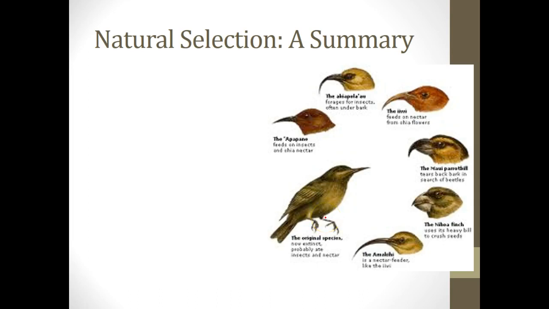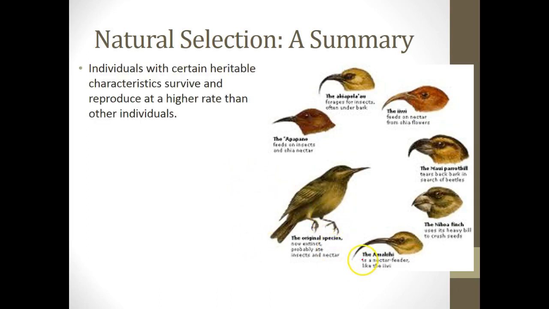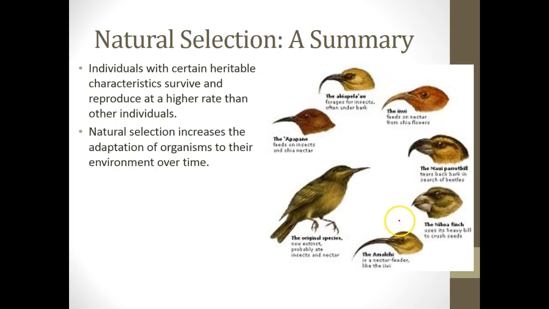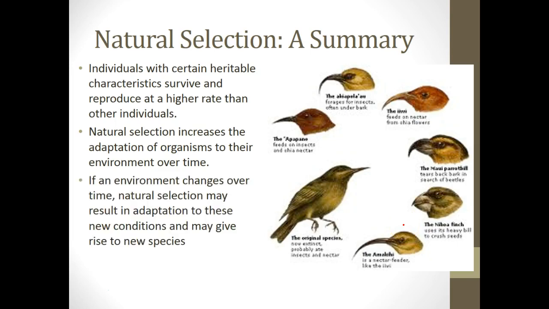So, natural selection summary. If we summarize what natural selection is, individuals with certain heritable characteristics survive and reproduce at a higher rate than other individuals. Okay, and you can see all the bird beaks here. There are a bunch of different structures, all having different jobs. Again, you have to have the right tool for the right job. Natural selection increases the adaptation of organisms to their environment over time. That's really important. And if an environment changes over time, natural selection may result in adaptation to these new conditions and may give rise to new species. Okay, it's called speciation, and we'll talk more about that.